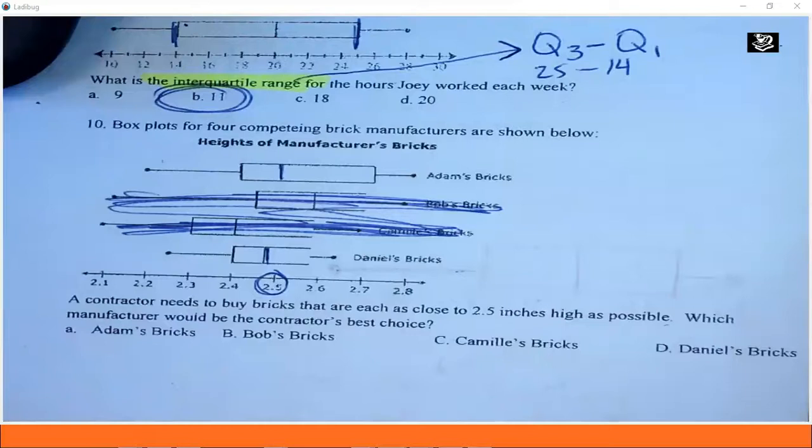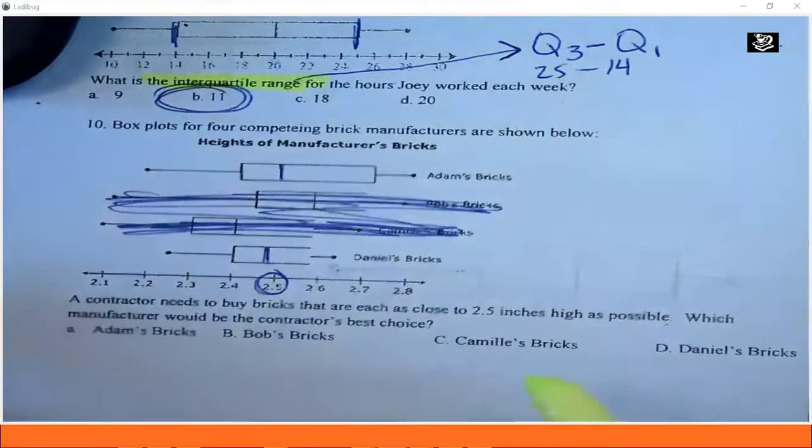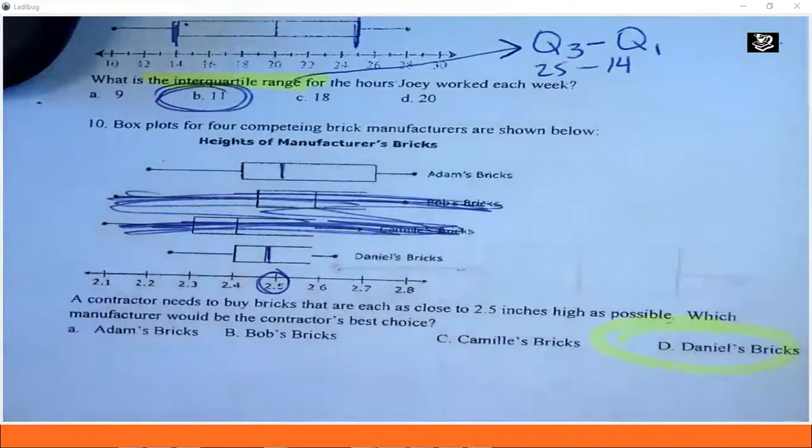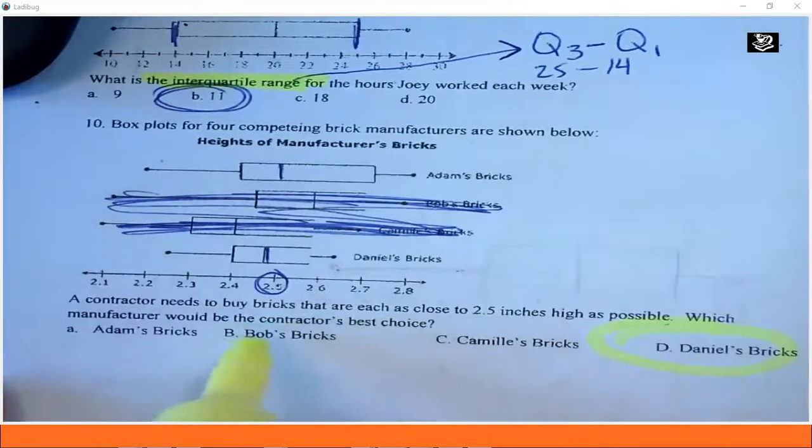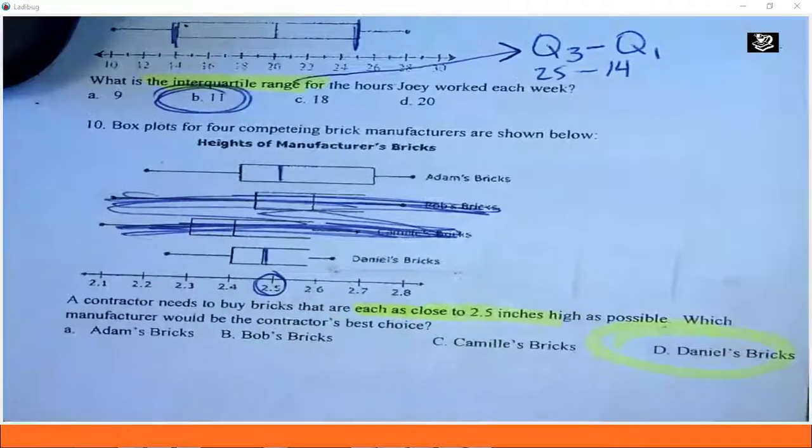What about if you went with Daniel? Does Daniel have more bricks closer to 2.5? Yeah. So who's more consistent, Adam or Daniel? Daniel is more consistent. So if you need each brick to be 2.5, you better go with Daniel, okay? Your answer is Daniel because you want each brick as close to 2.5, okay?